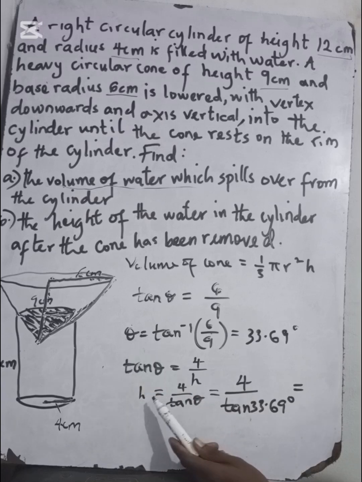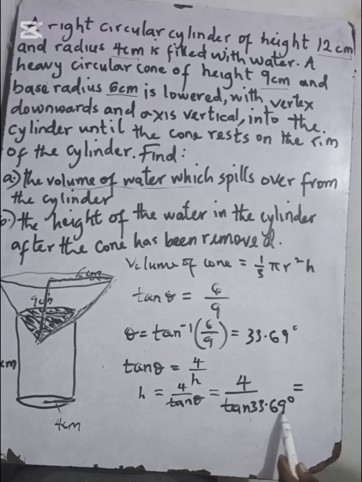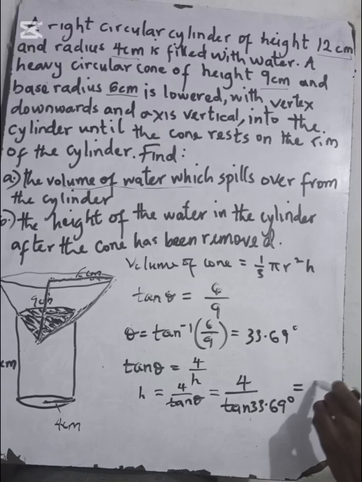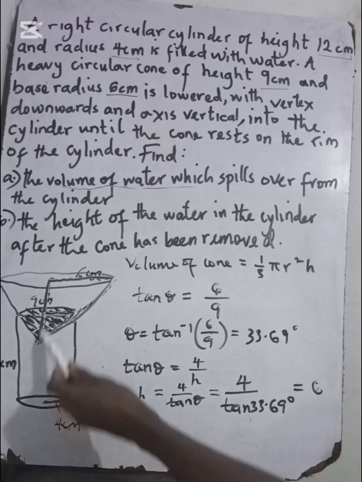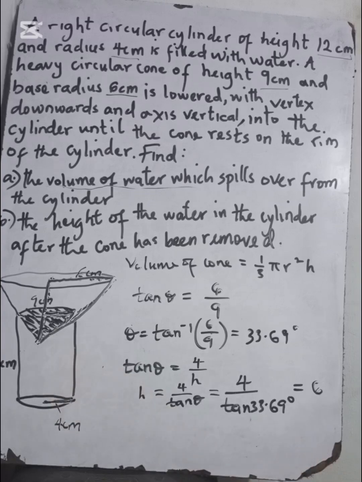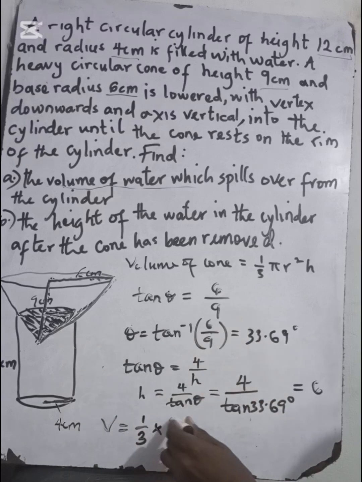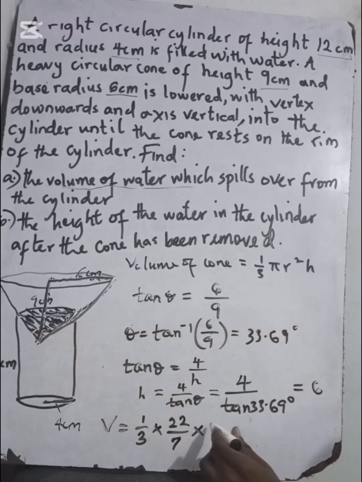So the height will now be 4 over tan theta, which is 4 over tan 33.69. So 4 over tan 33.69 is 6. So what we have as the height of that cone is 6. Then we can now use that to find the volume of that cone. So the volume will now be 1 over 3 pi times radius, which is 4, squared, times the height, which is 6.